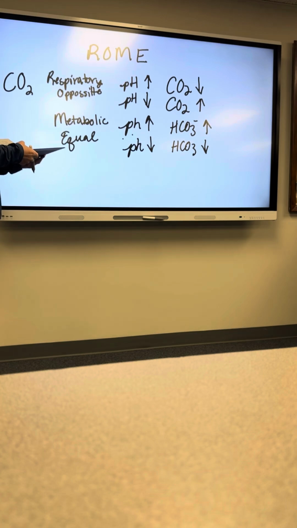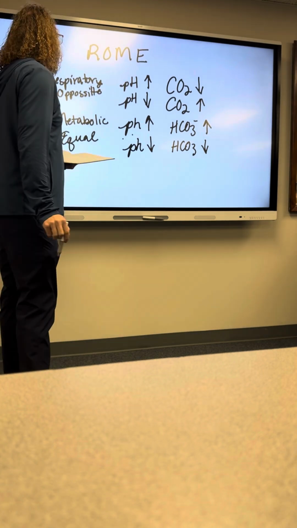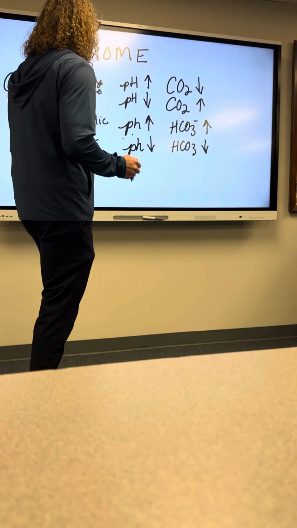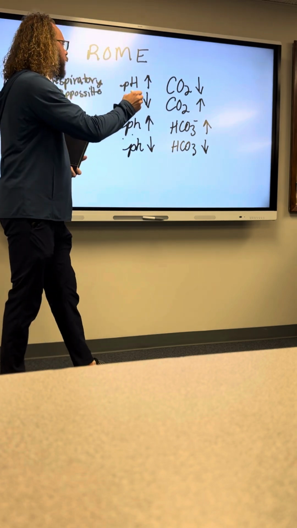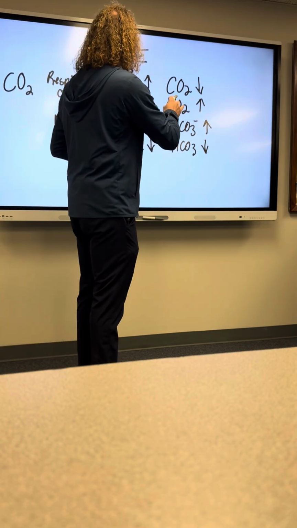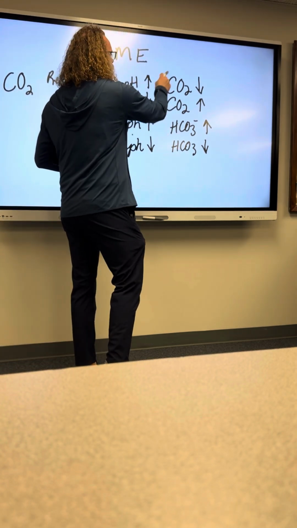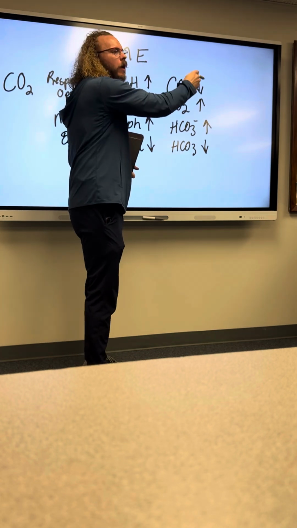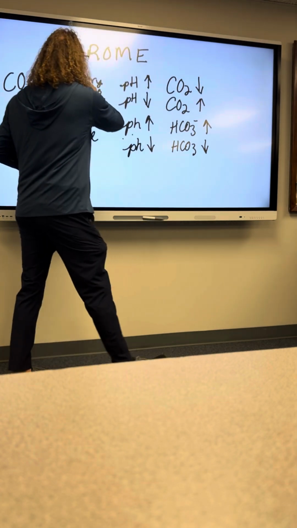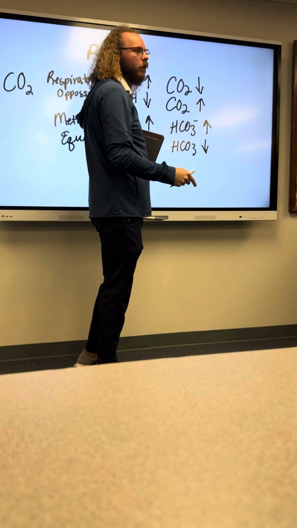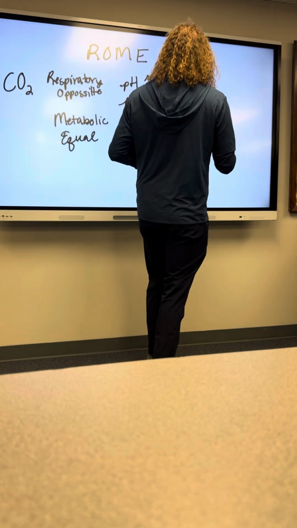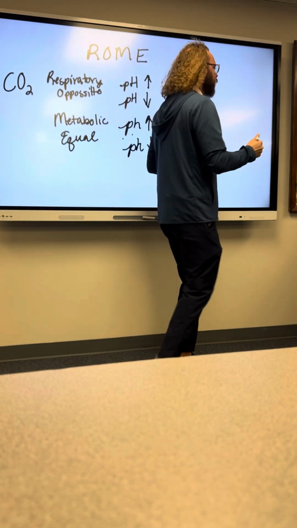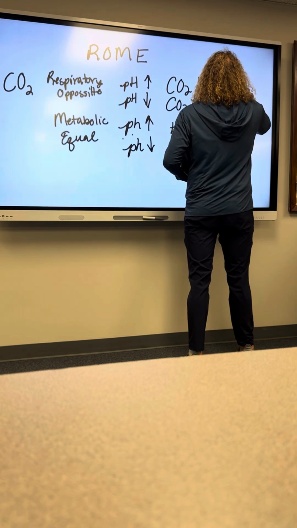All right, awesome. So let's name these four conditions real quick. A basic condition: pH went up, CO2 went down, and that would be our primary problem. So it's going to be respiratory alkalosis. The next one is acidosis.